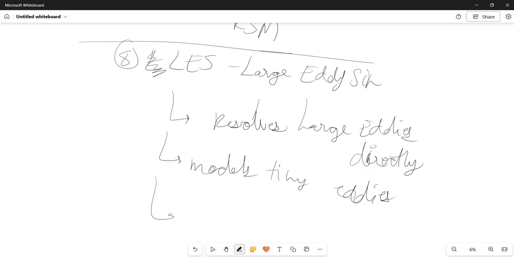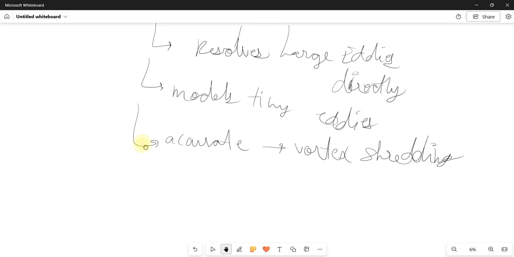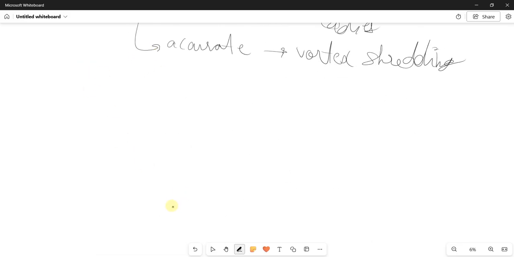And this is accurate, and it captures vortex shedding. It's very useful, and LES is still used very much to this extent. Vortex shedding, you can say it's good for turbulent mixing. So hope you understood LES.